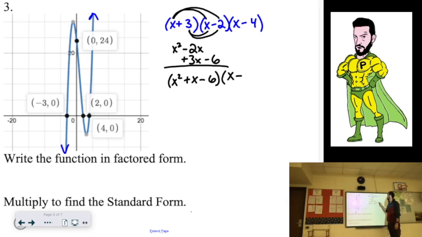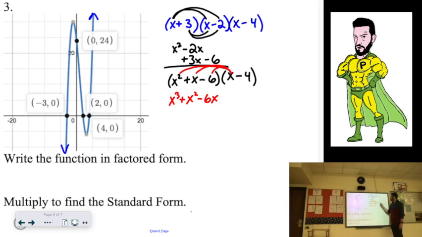We still have to multiply this by the other x minus 4. So we'll multiply the x first. It's just bumping an x on each one. So that would be x to the third, x squared, negative 6x.